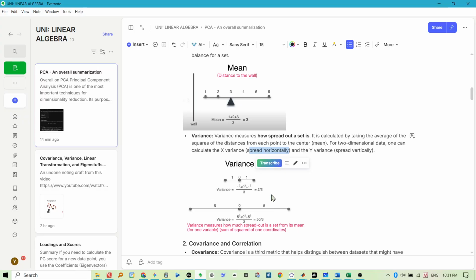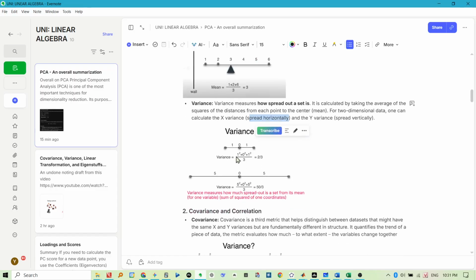We'll get the variance, and you can see that the variance of these weights compared to the variance of these weights is different. The variance of these weights is bigger than the variance right here because they are more spread out. So that is what it means to say that variance measures how spread out a set is from its mean. But variance can only be applied to one variable.